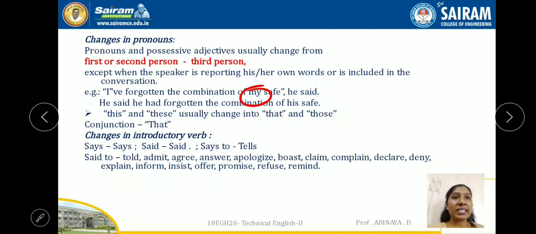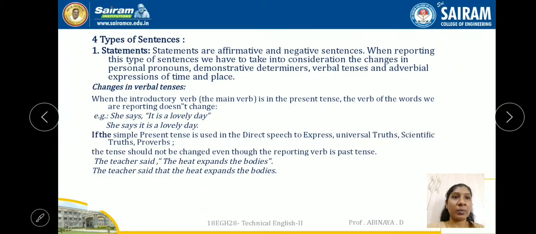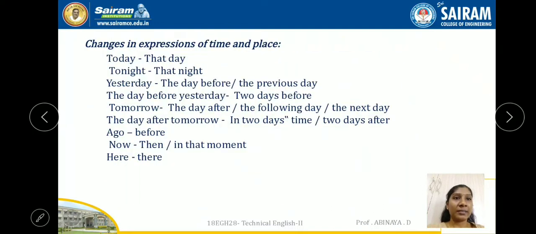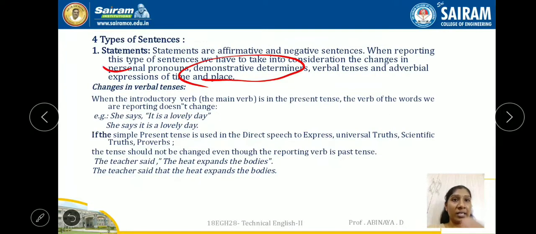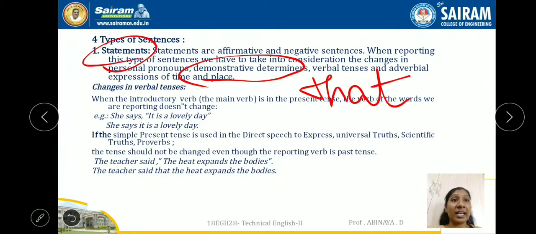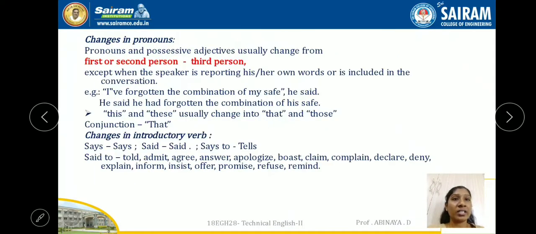Alright, so these changes you have to make, and these have to change as this, that and those. It is that the demonstrative determiners, I told you, the changes have to be done in demonstrative determiners also, right? This is that. So this and these have to change into that and those, and while you are changing this direct to indirect in statements, the conjunction word 'that' has to be used. Alright, so here the conjunction word 'that'. So while changing, he said that he had forgotten the combination of his safe.